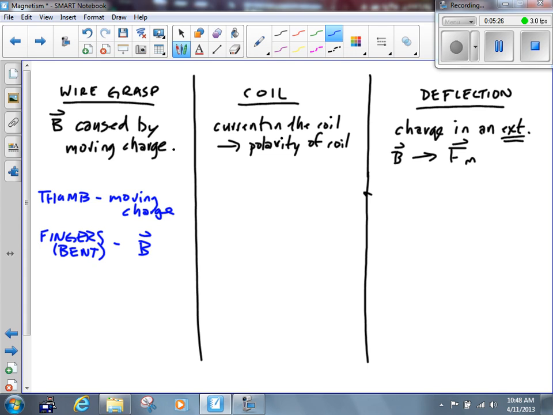Okay, if we've got a charged particle that's moving away from you guys towards the front of the room, I'm going to stick my thumb towards the front of the room, bend my fingers a little bit. My fingers are going to be pointing clockwise in that case.